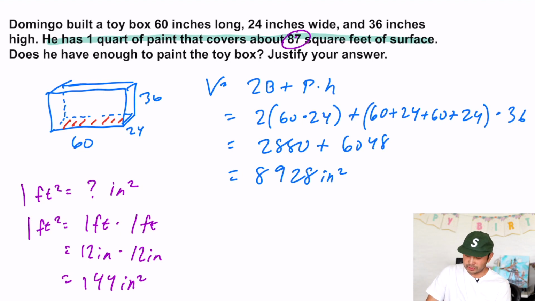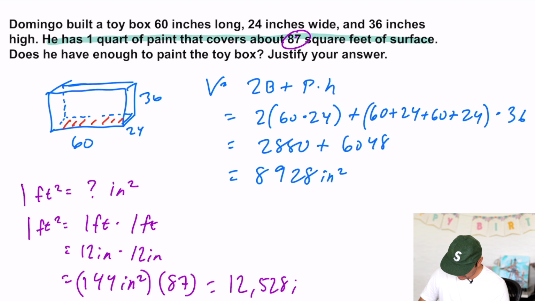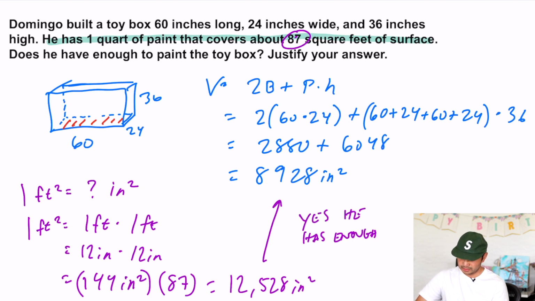So this covers 87 square feet. So I'm going to multiply this by 87. So that's going to be 12,528 square inches. That means that's more than the surface area of that toy box. So that means yes, because this is greater than or equal to.